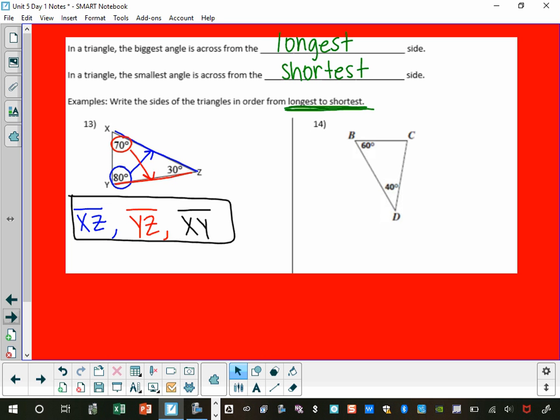You guys struggled with number 14 on your test and they did not give you the other angle. You have to fill in that extra angle. There's how many degrees inside of a triangle? 180, right? I already have 100 degrees here because 60 plus 40 is 100, so what's left over? 80, so angle C is 80 degrees.